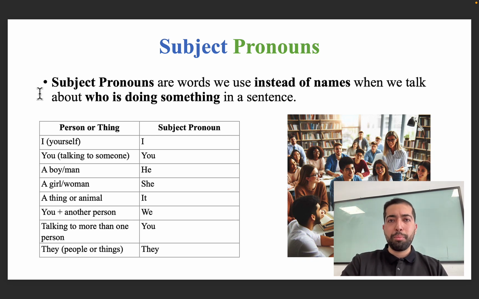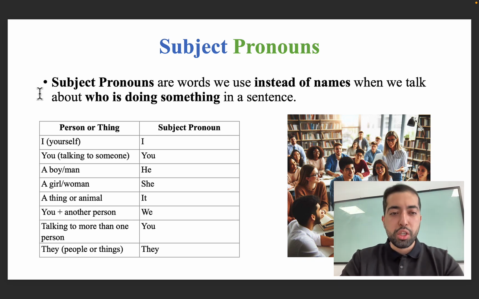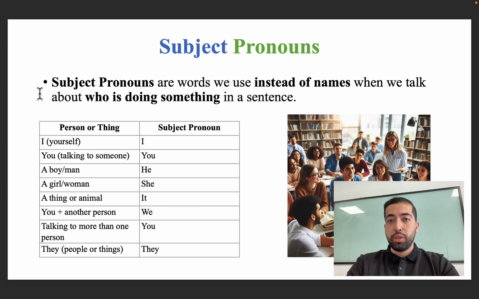When you're talking about a man or a boy, you can use he instead of saying his name. When you're talking about a girl or a woman, you can use she. When you're talking about a thing, an object, or an animal, you can use it. When you're talking about yourself and some people around you, you can use we.